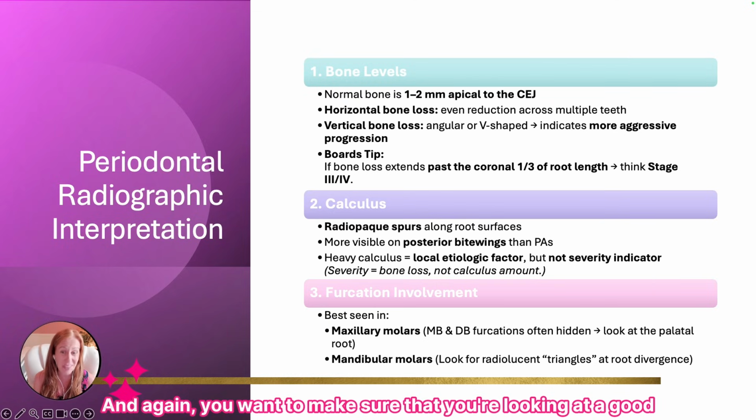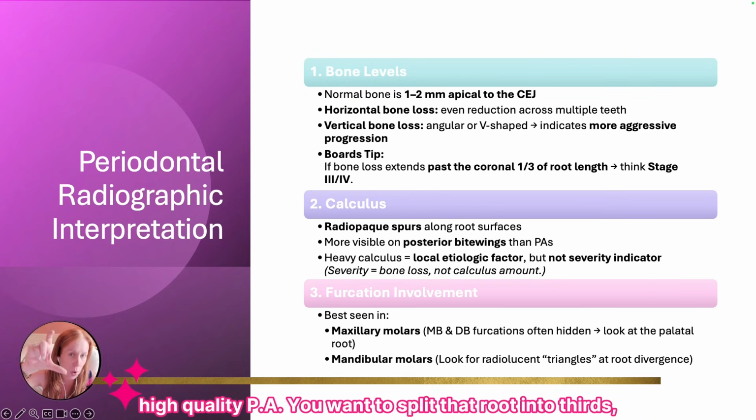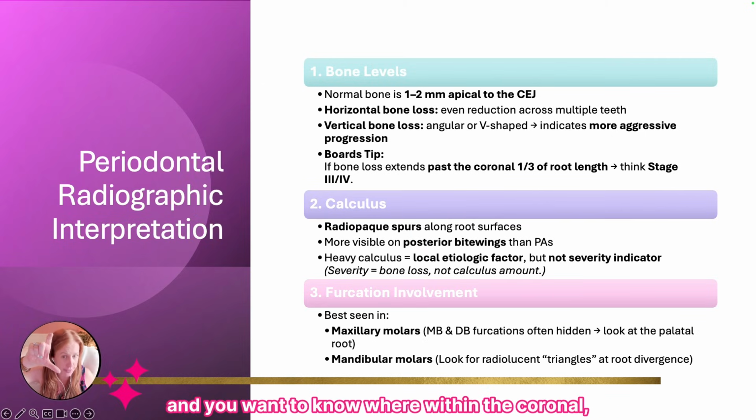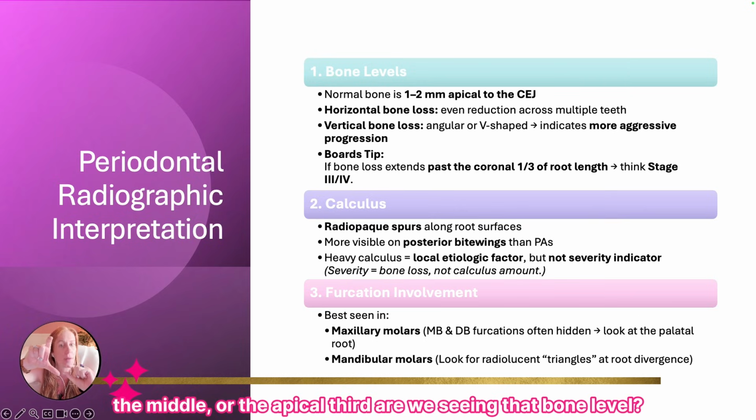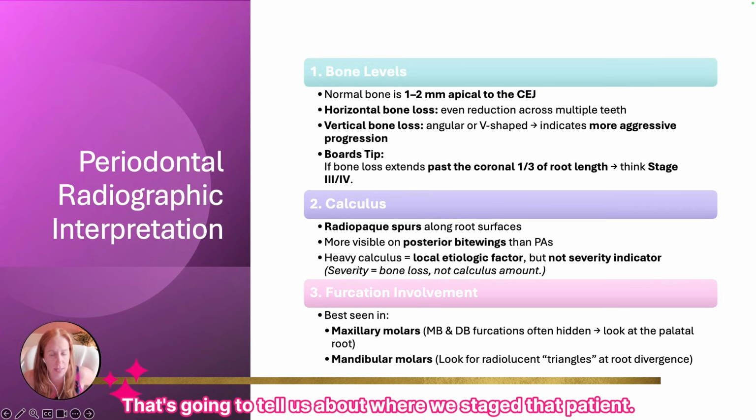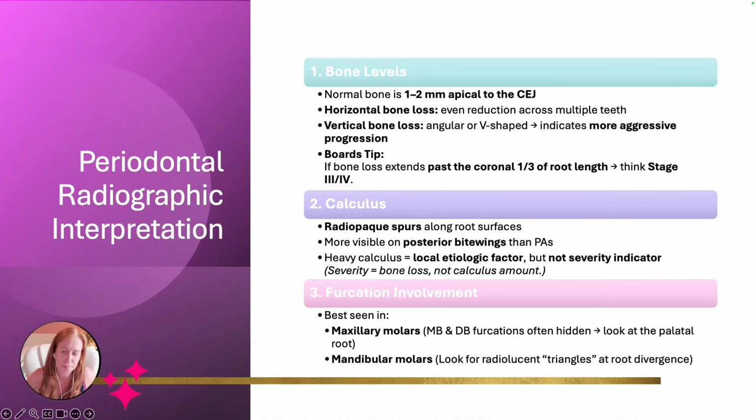And again, you want to make sure that you're looking at a good, high quality PA. You want to split that root into thirds, and you want to know where within the coronal, the middle, or the apical third we are seeing that bone level. That's going to tell us about where we stage that patient.